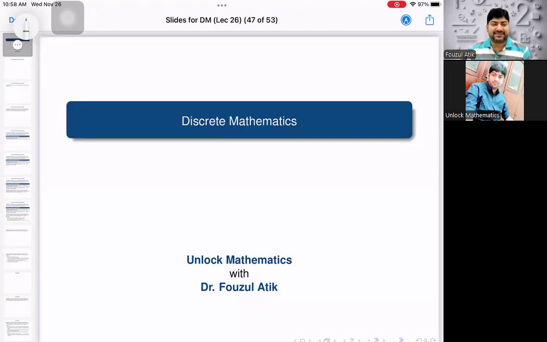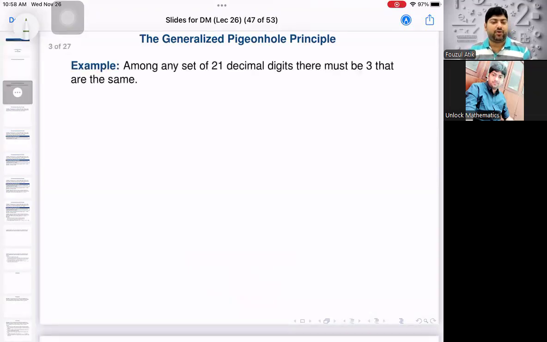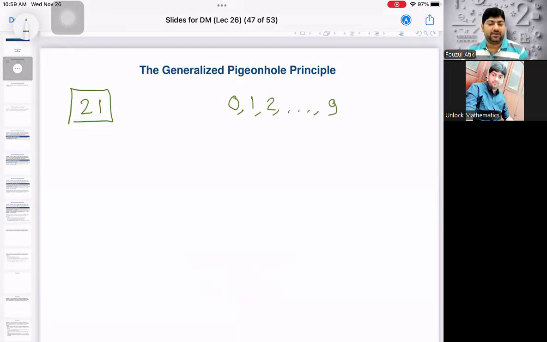Okay, in the previous lecture, we discussed the Pigeonhole Principle, right? And in today's discussion, we'll start with the Generalized Pigeonhole Principle. What is that? Suppose you have a set of 21 decimal digits. What are these 21 numbers? Decimal digits means 0, 1, 2, like that up to 9. So you have 21 such digits available.